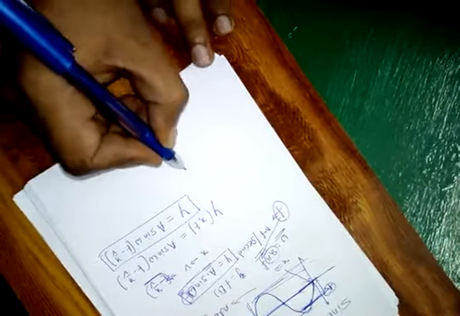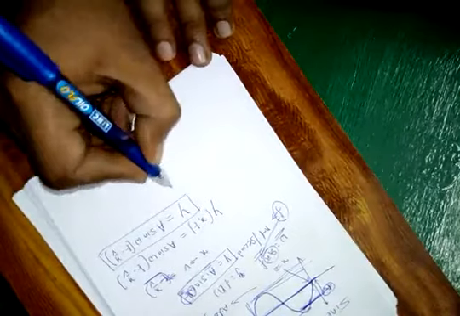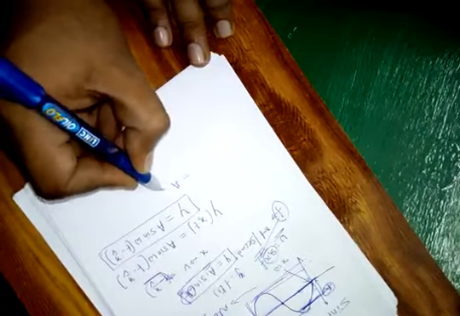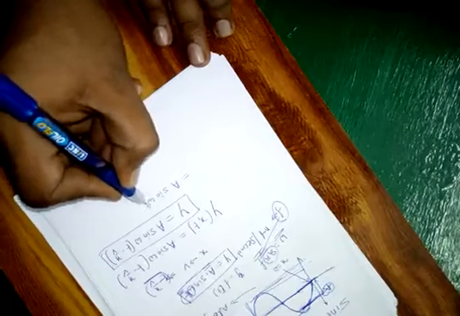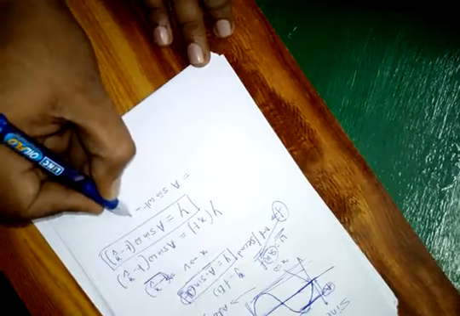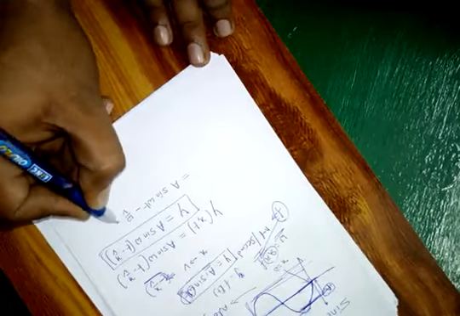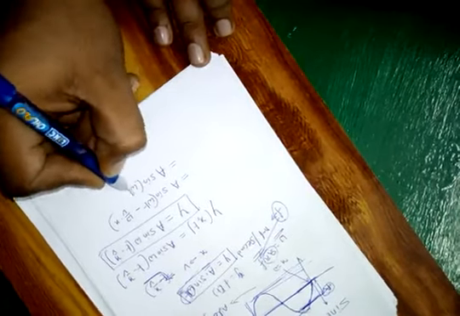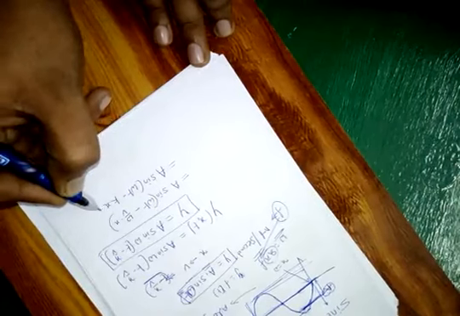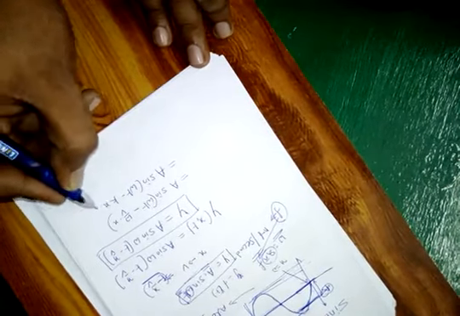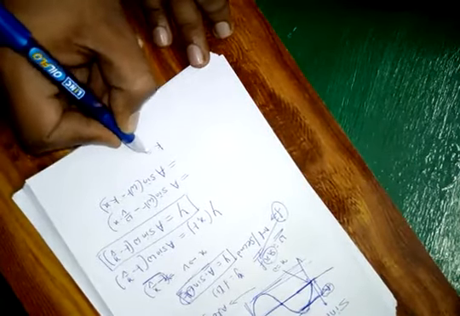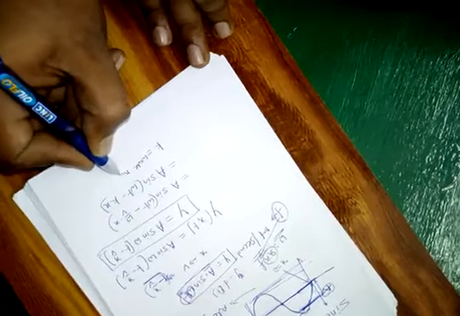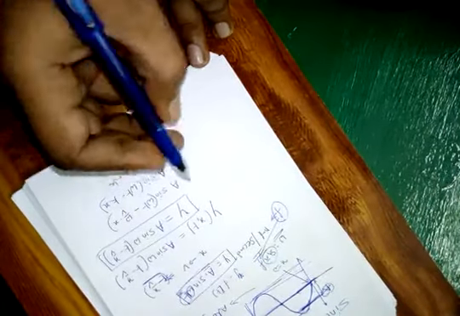Okay, so you can change this equation into many forms. The popular form is a sine omega t, and multiplying through you get omega by v into x, or else you can write a sine of omega t minus k into x, where this k is called the wave number. We will see why it is called the wave number.